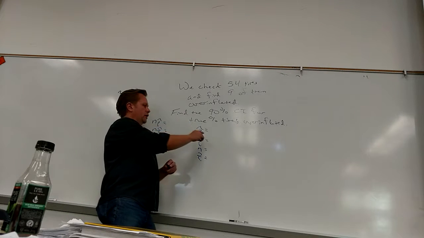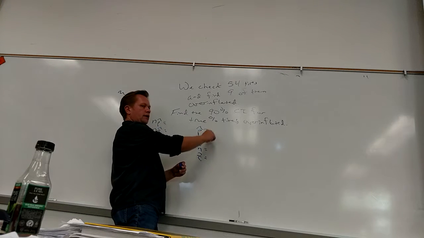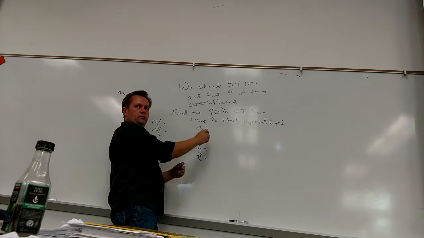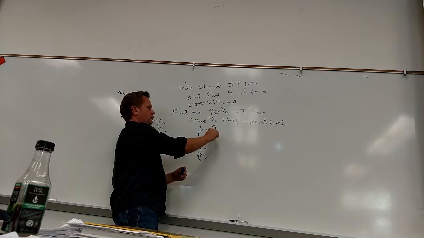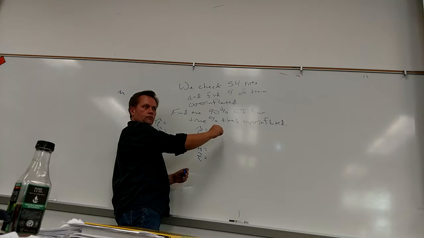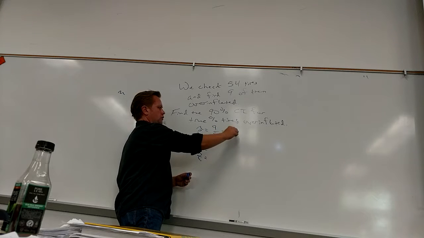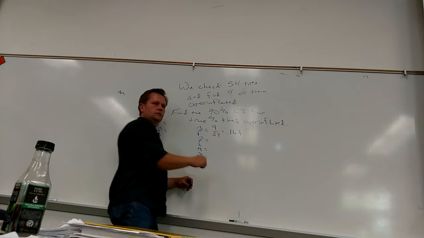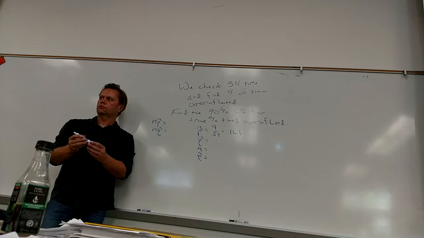Make sure you guys are getting the right p-hat. How do you set that up? How do you find the percentage from the sample? 9 divided by 54. Yeah, 9 out of 54. You could do 0.1667 or 0.167. At least 3 places for those.